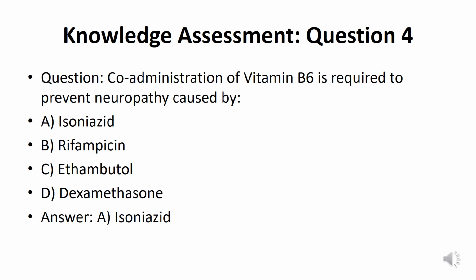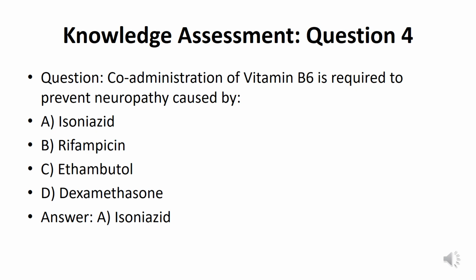Because vitamin B6 plays an essential role in nerve function and neurotransmitter production, deficiency can lead to nerve damage. This is why pyridoxine supplementation is routinely prescribed alongside isoniazid therapy. By replacing vitamin B6, clinicians can significantly reduce the risk of developing peripheral neuropathy. The strategy is simple but highly effective.